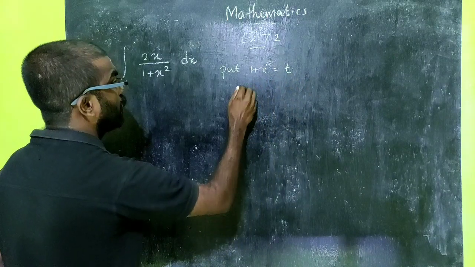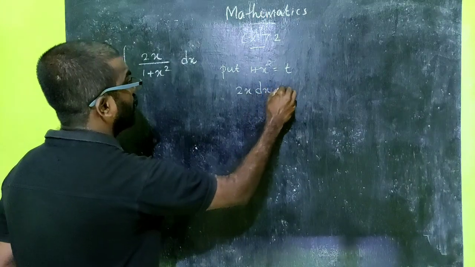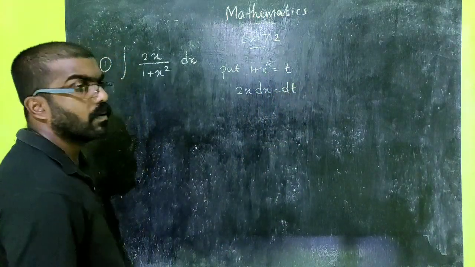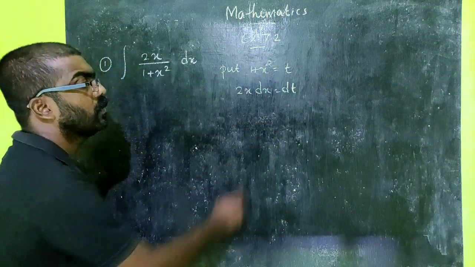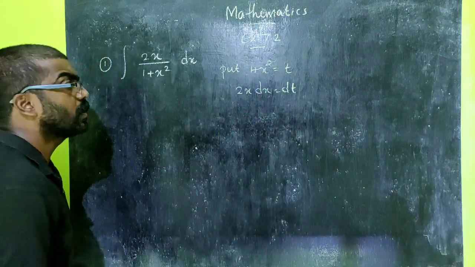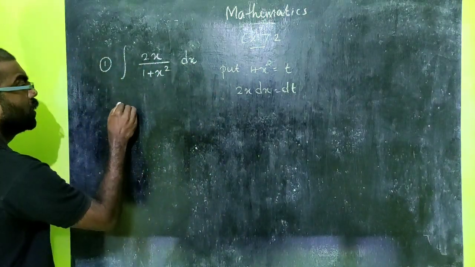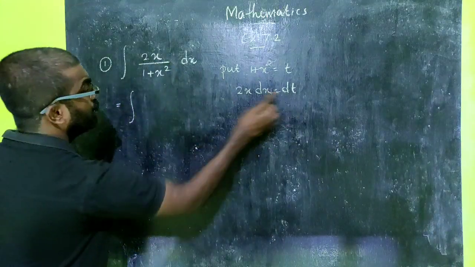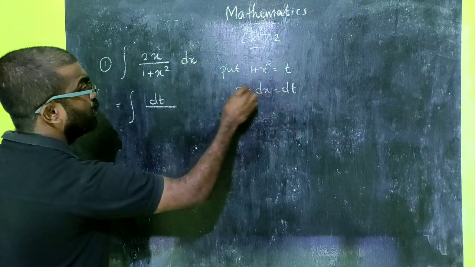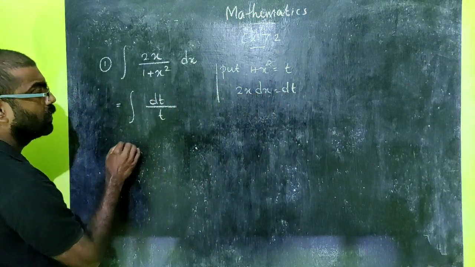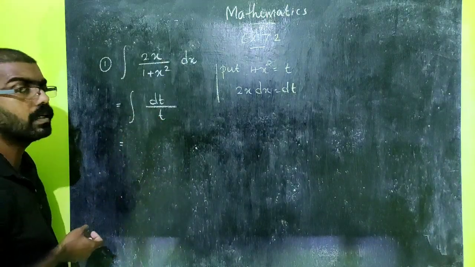Next we can take the derivative with respect to x. So first you can write dt by dx equal to 2x. Then after that we can change it into this form: 2x dx is equal to dt. Here numerator is 2x dx, so we can replace it with dt, divided by 1 plus x square, which is t. That means integral dt by t or integral 1 by t dt.